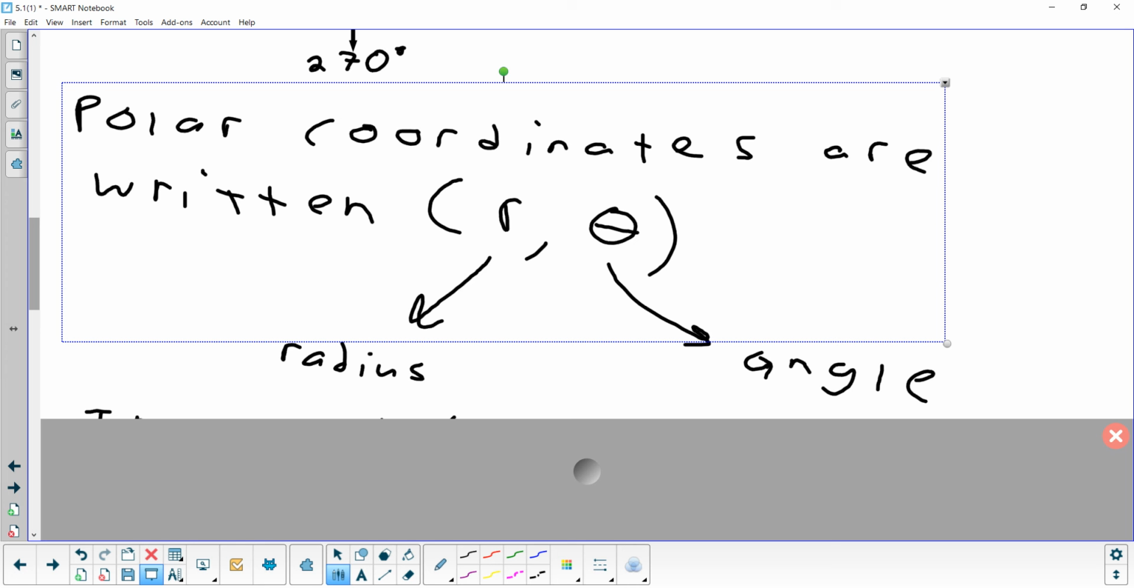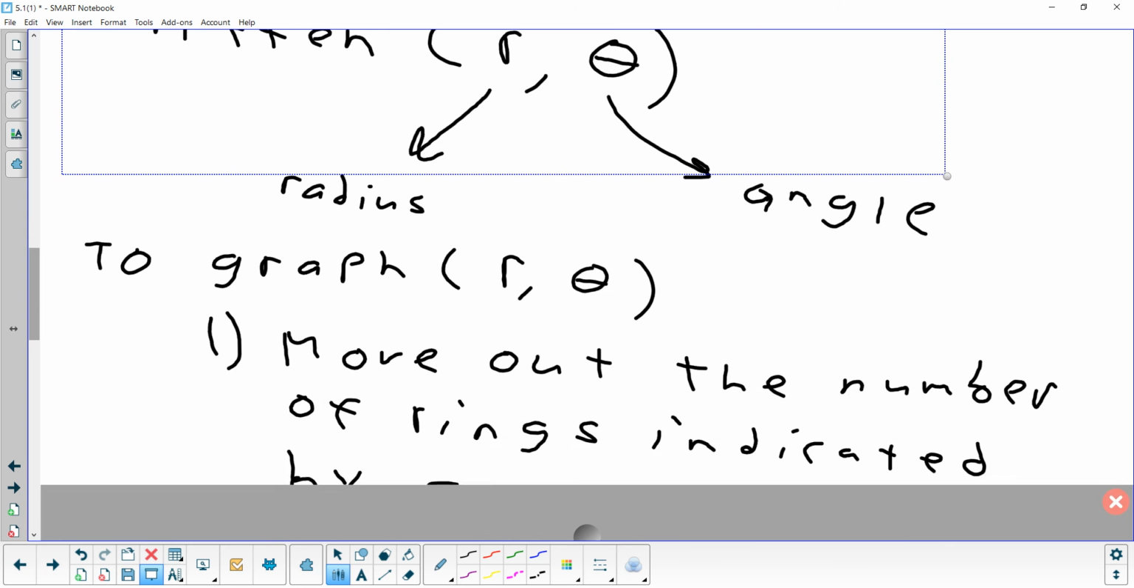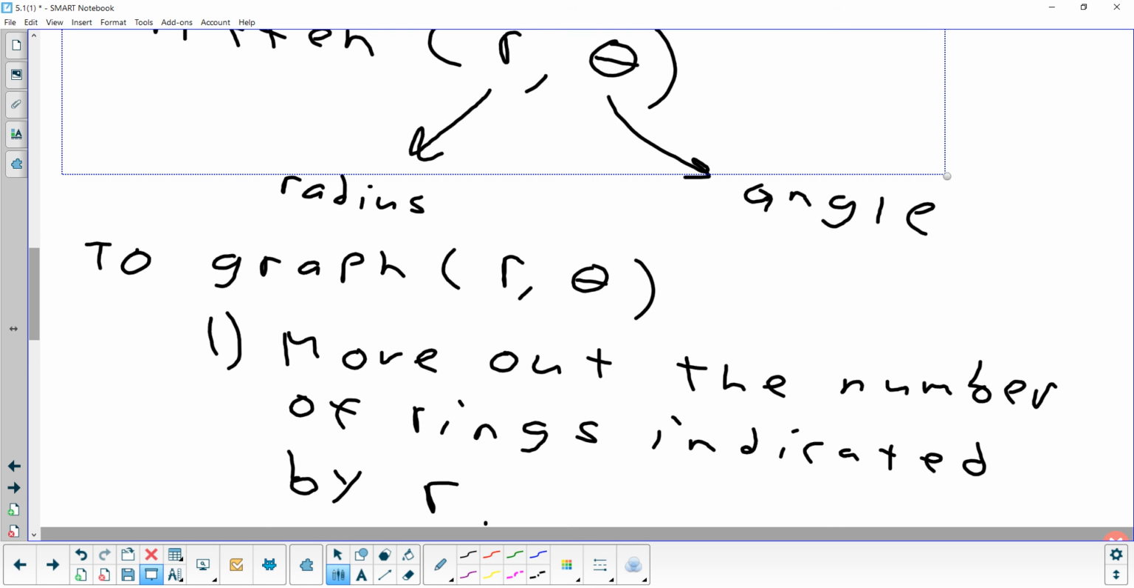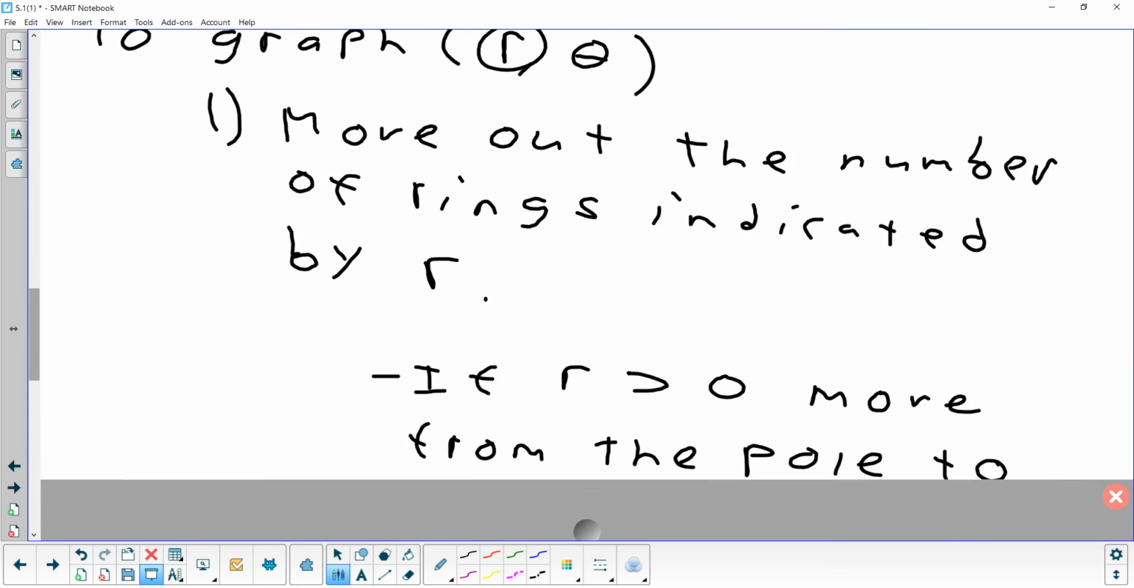Okay, so we're only going to be graphing single points. The next step would be to graph something more, like a whole picture. But we're going to practice just single points. So the first thing you have to do is you look at R, and you're going to move out the number of rings indicated by R. Now there are two directions you can move. And it's going to depend on if R is positive or if R is negative.